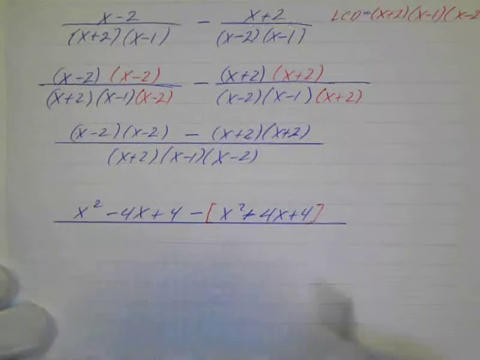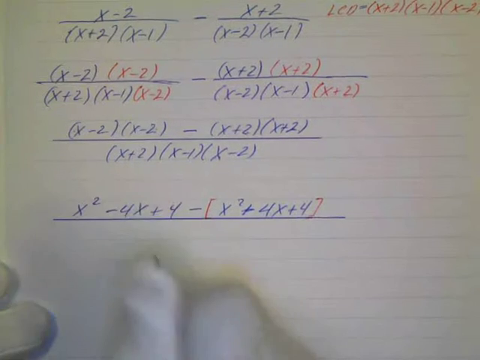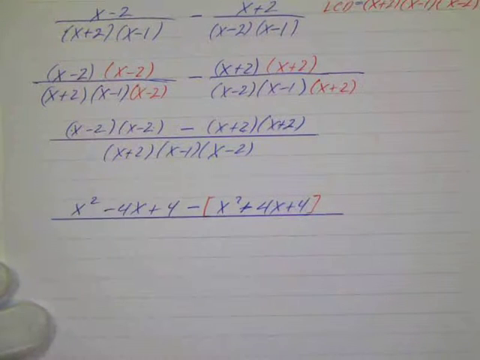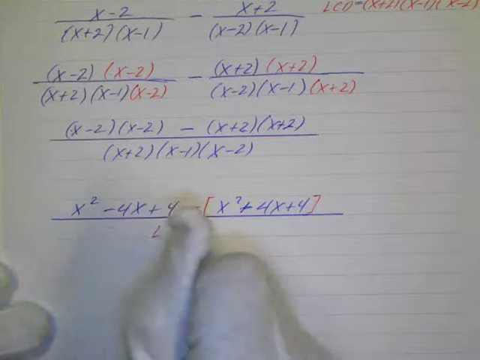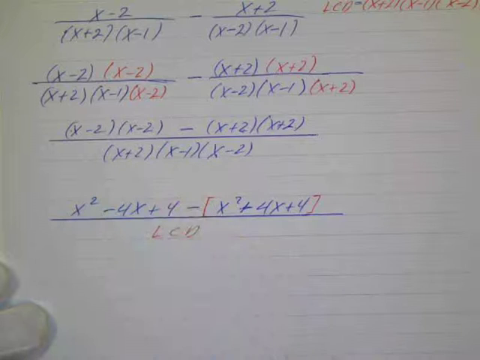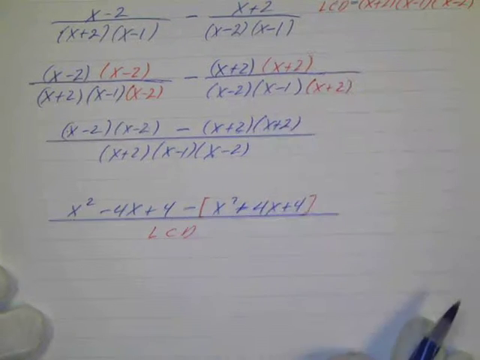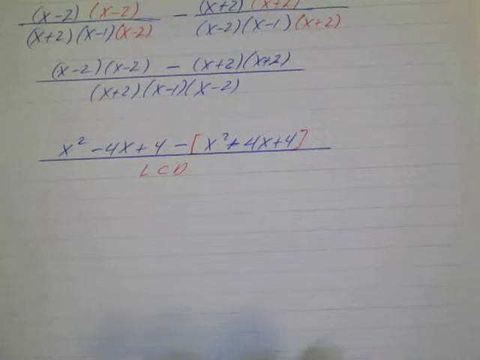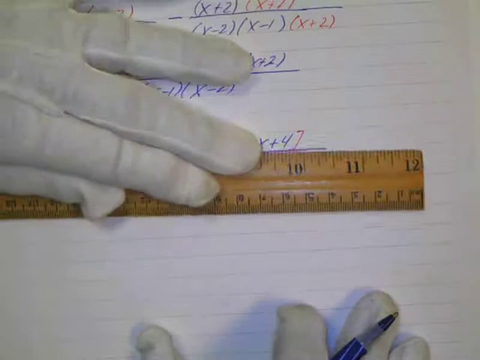Now that's all over the LCD, so instead of writing it out, I'll just write LCD for right now, okay? Because we know what the LCD is. The LCD is these three factors over here. So it saves a little bit of time just to write it out like that while we're simplifying the top, because sometimes it takes a couple steps to simplify the top.